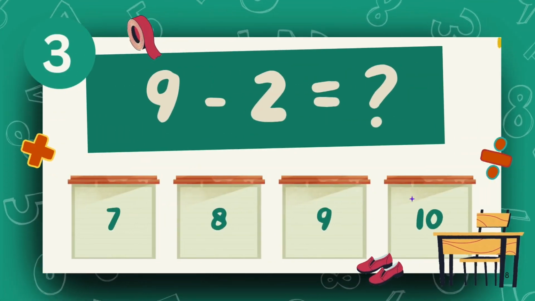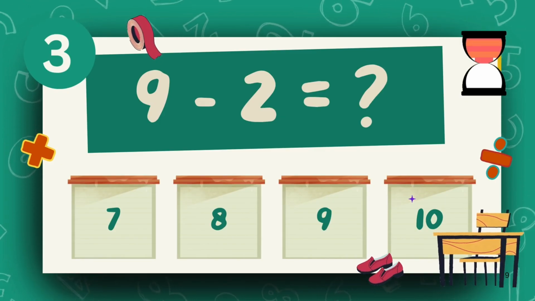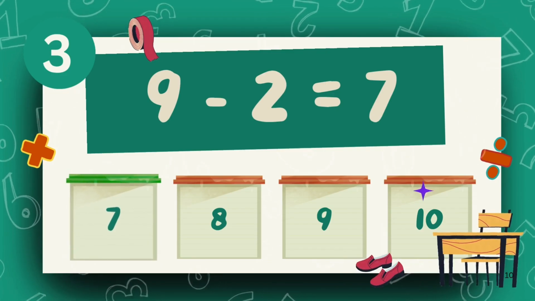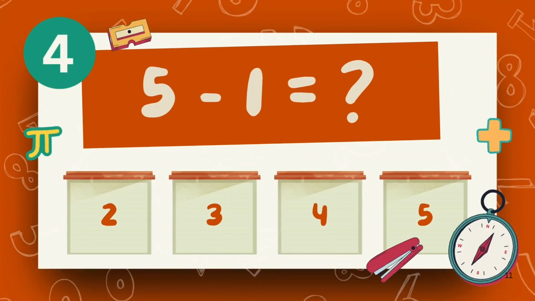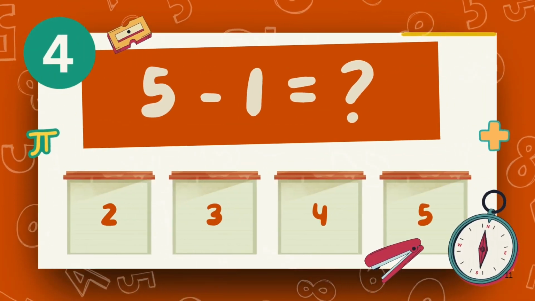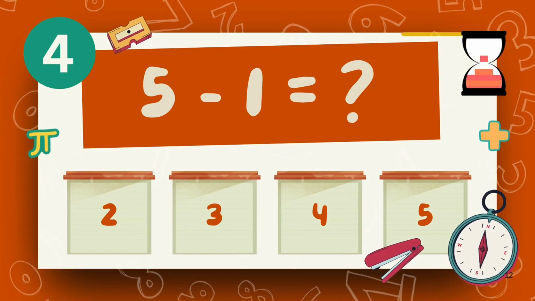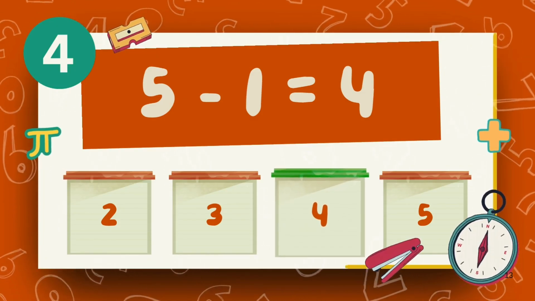What is 9 minus 2? The answer is 7. What is 5 minus 1? The answer is 4.